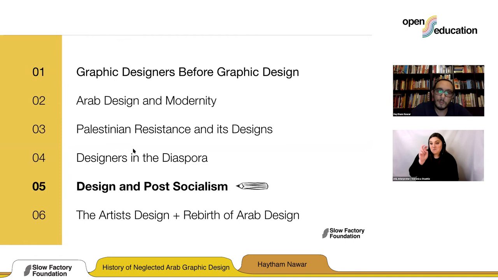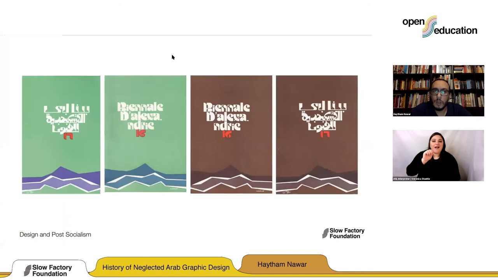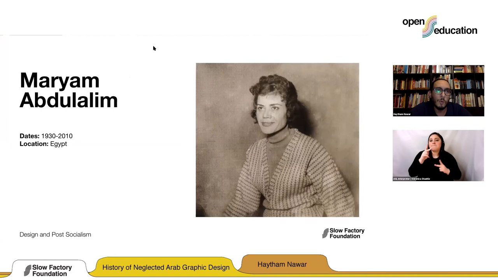So it's about design and post-socialism in the Arab world. Especially, again, we go for one of the very few names that we will go through in the book, because I know that's really also a question being asked before several times about female designers. So one of the very early female designers, for whom we finally found some names and some examples, and we are looking for more, is Maryam Abdel Alim.